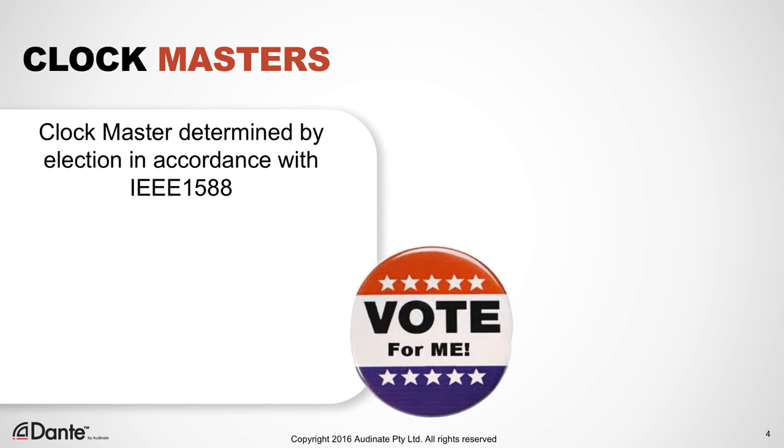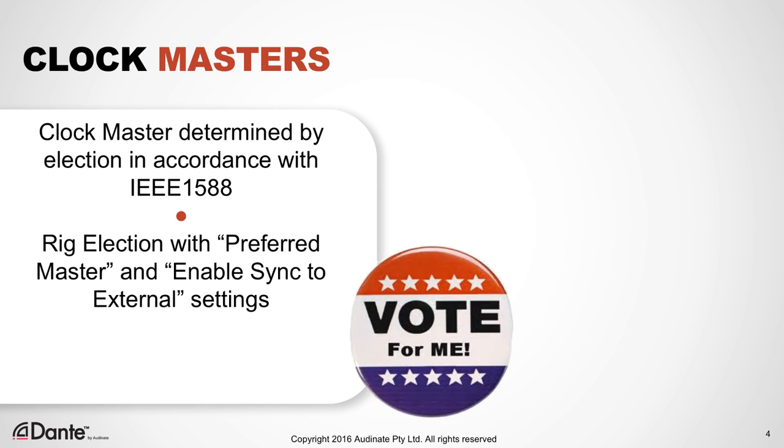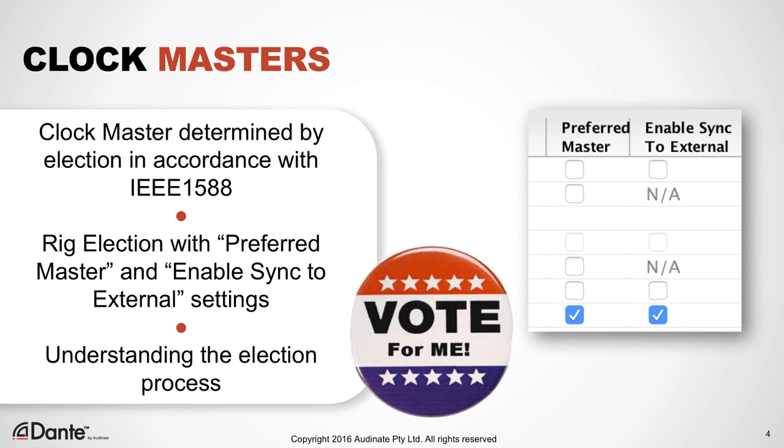We mentioned how Dante automatically elects a clock from among Dante devices. This is done in accordance with the IEEE 1588 standard. Now we'll talk about how to exercise more control over clocking to suit your needs. Opening the Clock Status tab in Dante Controller, we see two adjustments that we can make. The first is to set a preferred master or masters, and the second is to enable sync to external. What do these settings do? Let's understand the Dante clock election process to find out.